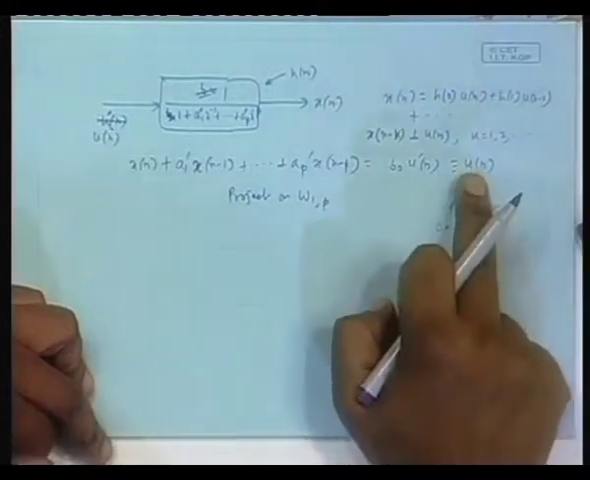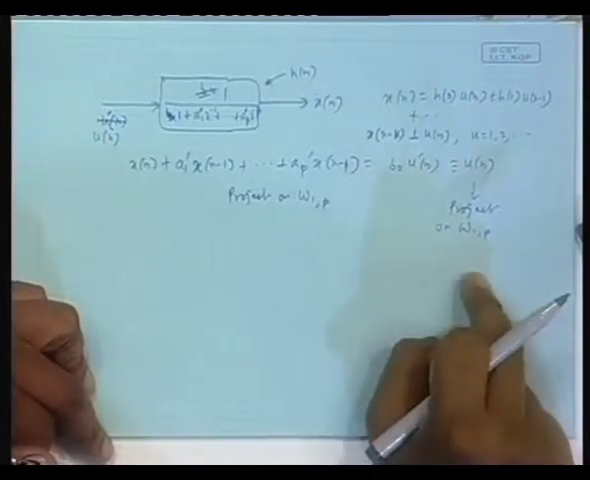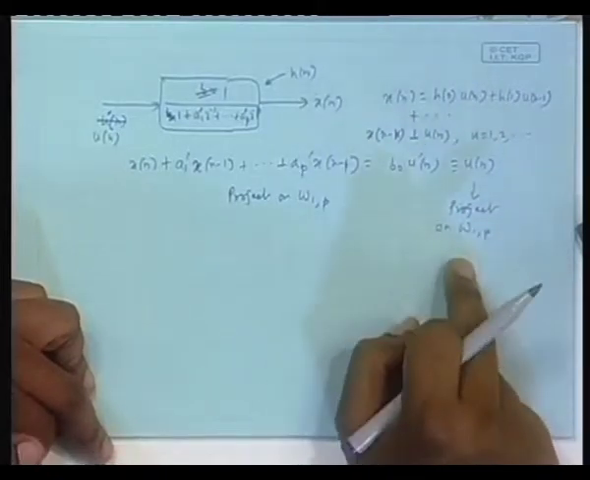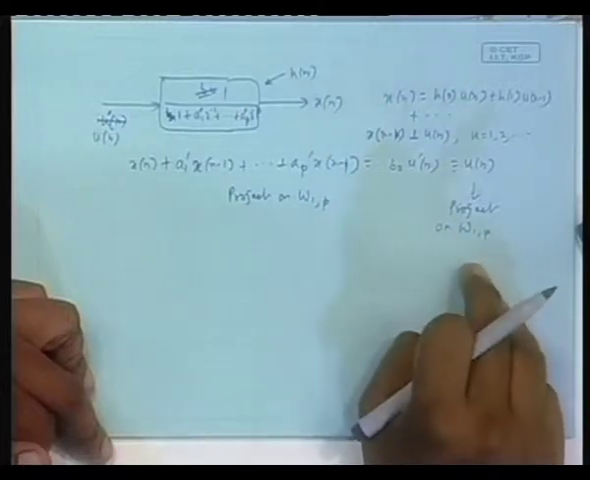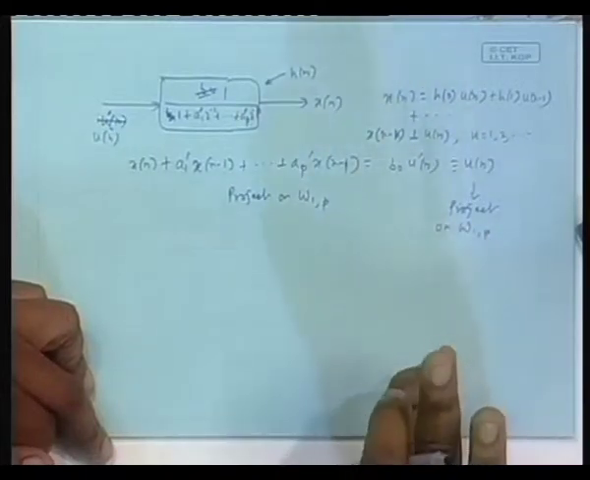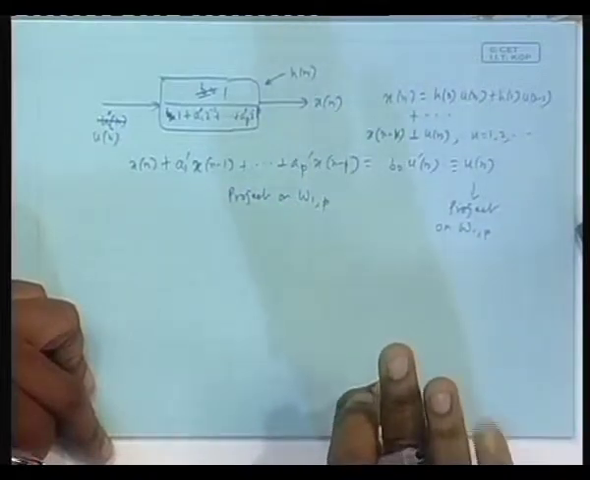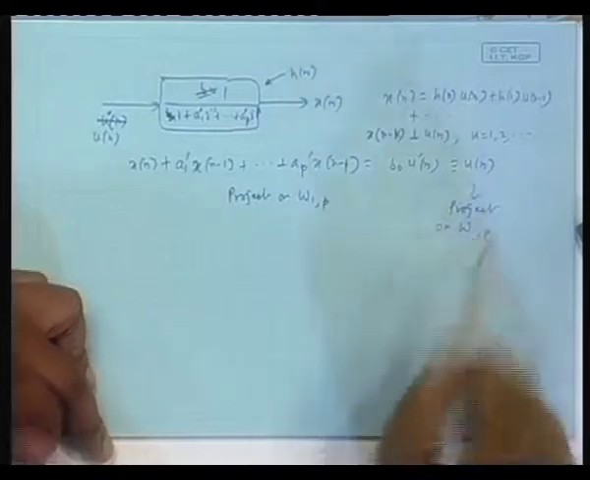So, if we project u n on the space w 1 comma p, what is w 1 comma p? Space spanned by x n minus 1 up to x n minus p. Now, u n is orthogonal to all of them, that means u n is orthogonal to this space. So, that means projection is 0 and u n itself is the projection error. So, projection here is 0, you understand? It is perpendicular to that space, mathematically also you can see.